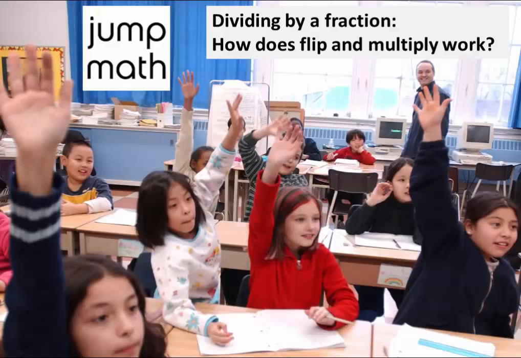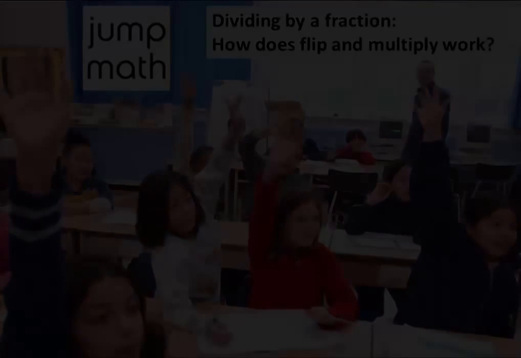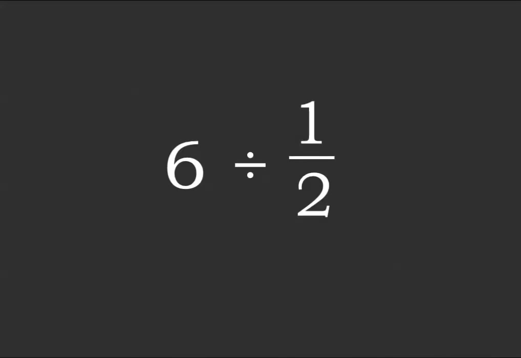Today I'm going to explain why you flip and multiply when you divide by a fraction. There are many ways to explain this. I'm going to give an explanation that students find quite simple. So we'll start with an easy fraction, 6 divided by a half.